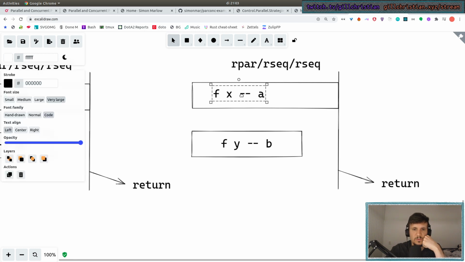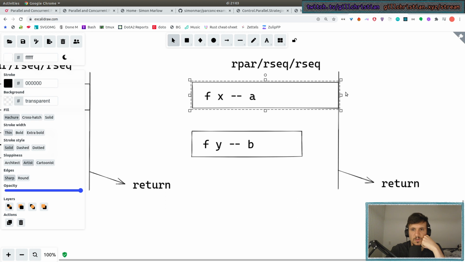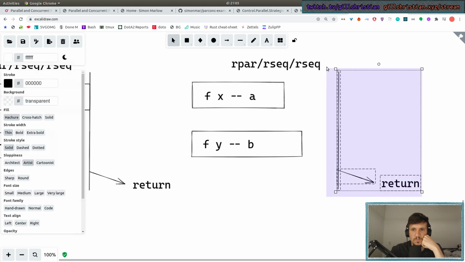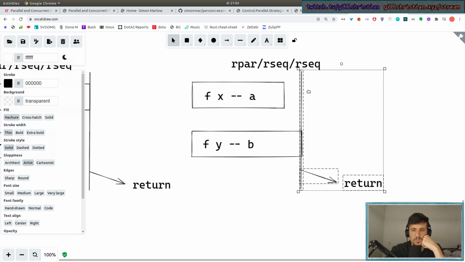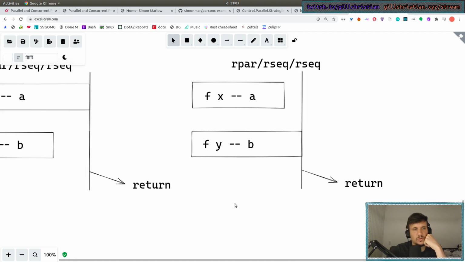So the problem with these ones is that we don't know which one will basically finish first. It might also look like that.